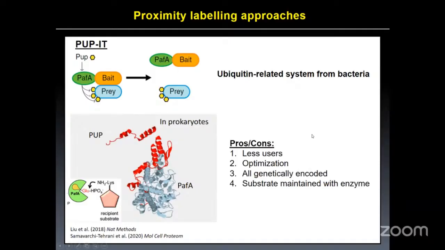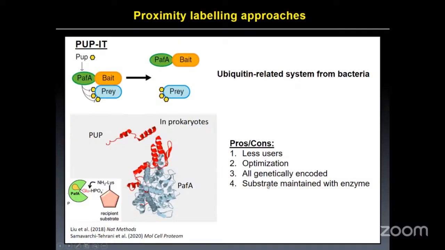Of course, there are positive and negative aspects. The negative aspect is there are fewer users. Currently, it's basically our group and Yanshin's group in plant biology. So there's certainly room for optimization. However, there are some really positive aspects. All of these components can be genetically encoded, so you can do this in your grains, for example. You can do it in whatever, because you can just express both your enzyme and substrate.